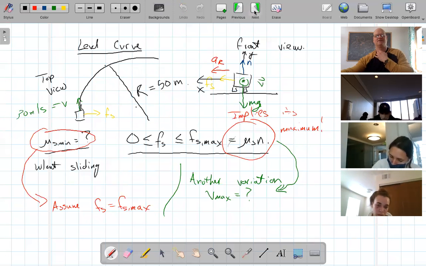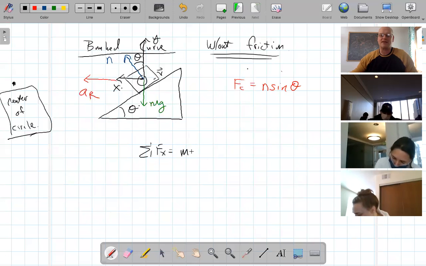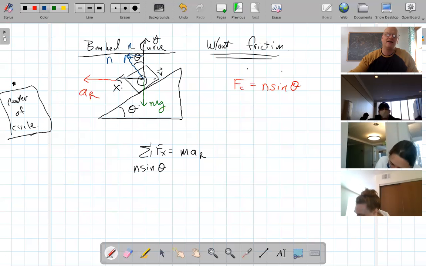So good. Let's analyze our problem. Here, let's do the sum of the forces in the x direction. We know it's accelerating, so that's just going to be m a_r. And here we know that this is going to be the sine portion of the normal force, because I'm looking for this little portion up here that's pointing this way. So this is our N_x. But again, this is the opposite side of that angle, so this is the sine portion of it. That's n sine theta equal to m a_r.